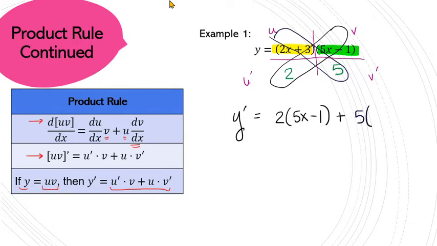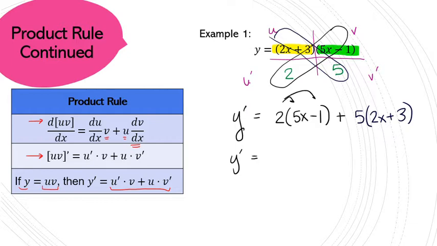5 times 2x plus 3. So here you've got it, but for full marks, of course, we know at this point we've learned enough that we're probably going to distribute and collect like terms.